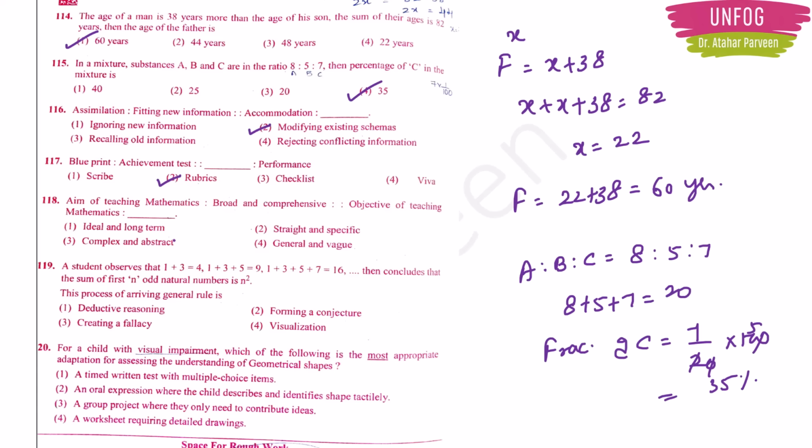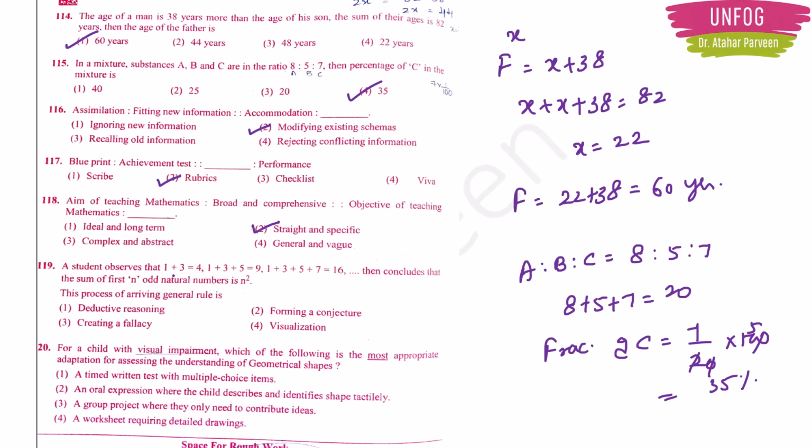Next, aim of teaching mathematics is broad and comprehensive. Objective of teaching mathematics is straight and specific. Rest all are negative things, right? Always remember that as per the question your answer is most probably the positive one.